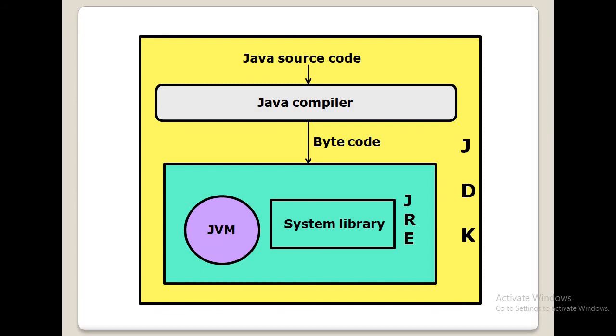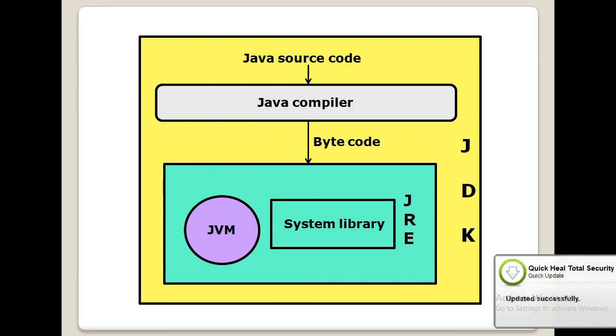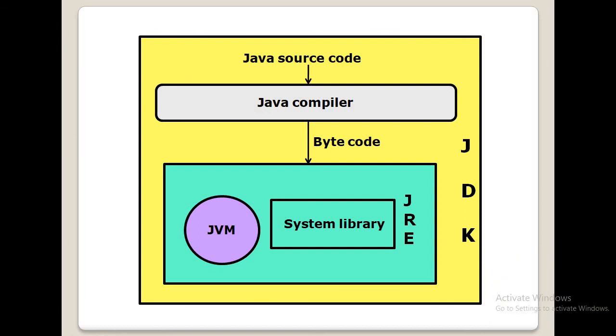This JVM plus system libraries make the JRE or the Java Runtime Environment. And the JRE, along with some development tools like debugger, compiler, etc., makes up the Java Development Kit. Thus, the JRE provides the environment to run or execute a Java program and also provides the interpreter present in the JVM. Hence, the runtime or the execution is limited to the JRE only.